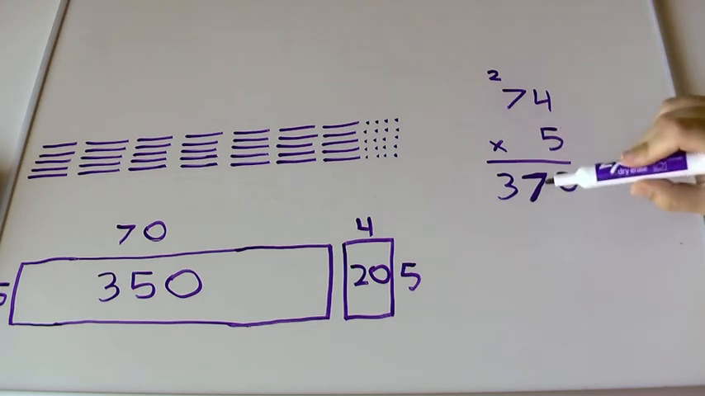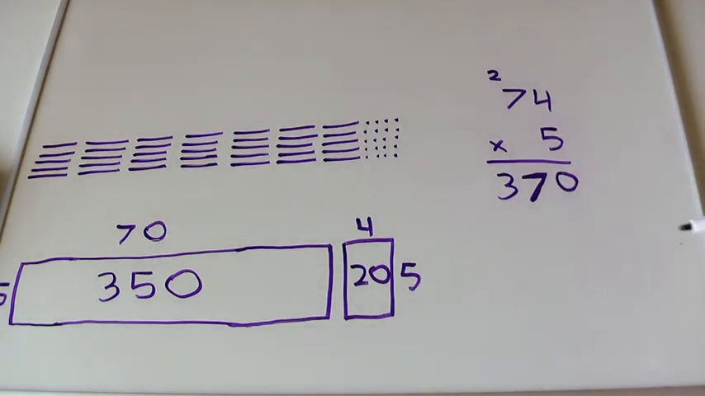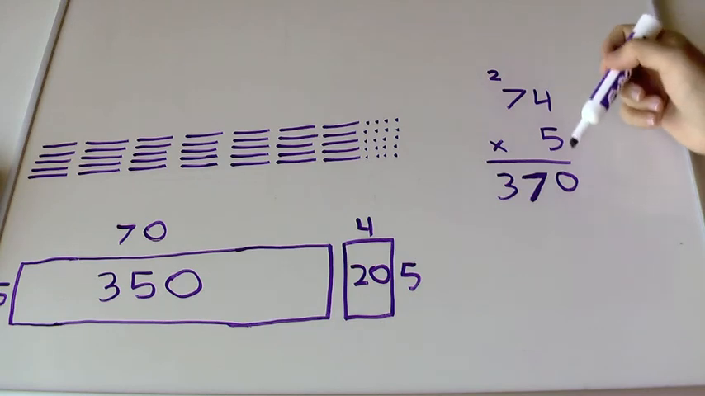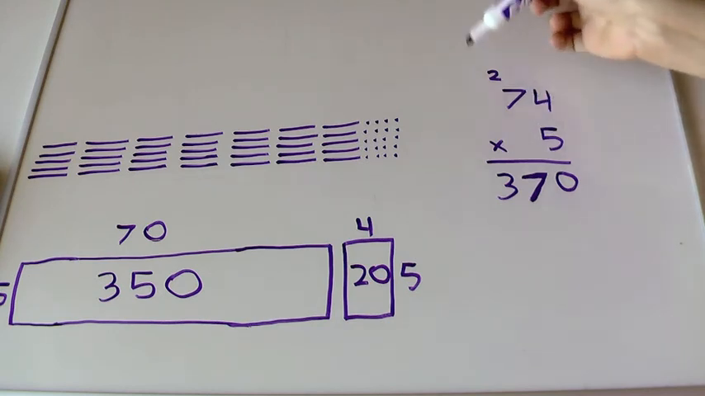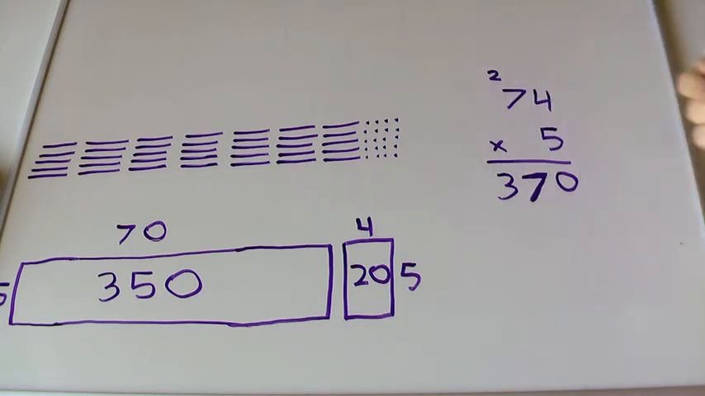That's an important step to know before you do these types of problems. So do lots of practice with those before this. So anyways, we have added our 2 tens, got 370, and that is our answer.